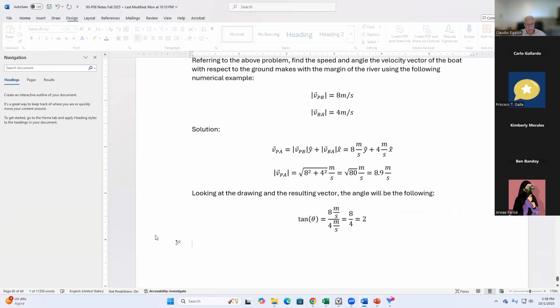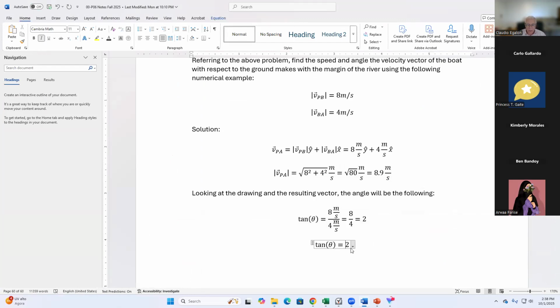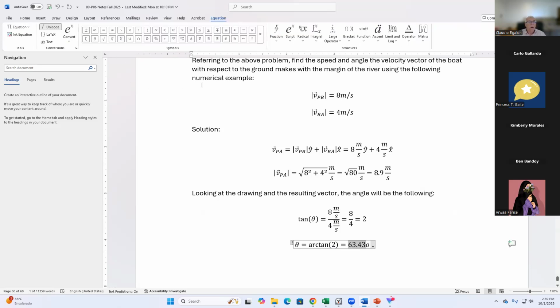Arctangent of 2 is 63.43 degrees. That's what the arctangent of 2 is all about.